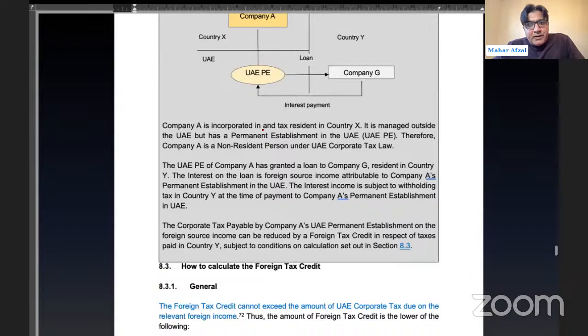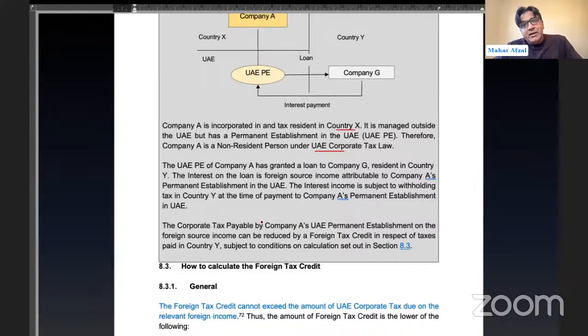Company A is incorporated in and tax resident in country X. It is managed outside the UAE, but the PE is in the UAE, therefore the company is a non-resident person. The PE of the company has granted a loan to a company resident in country Y. The interest on the loan is foreign source income, subject to withholding tax. The corporate tax is payable by the company, withholding.